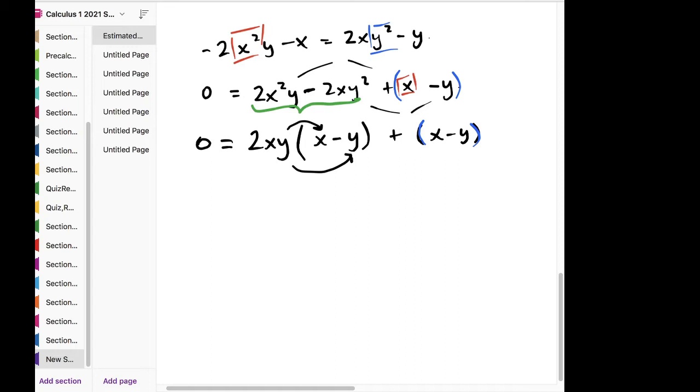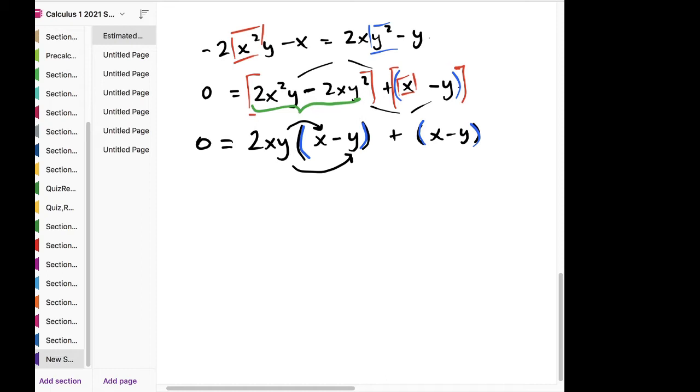Yeah, so this is factoring by grouping. So if you're uncomfortable with that, it'd be good to review that. Essentially, you're grouping the two expressions that have a common factor.